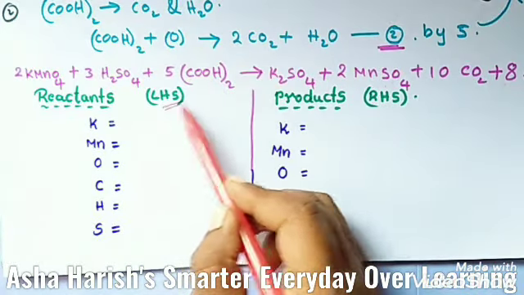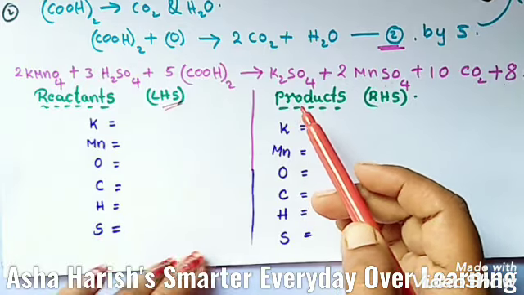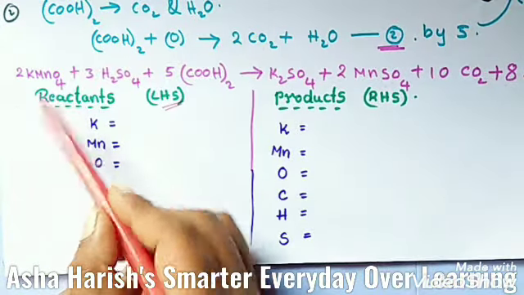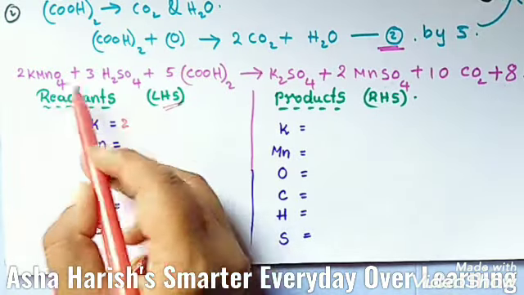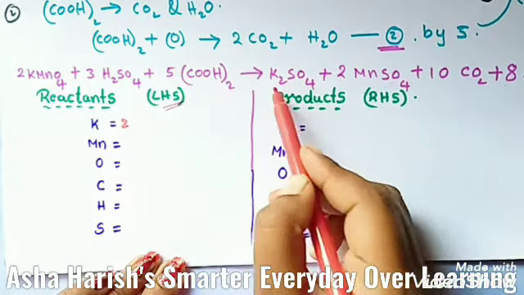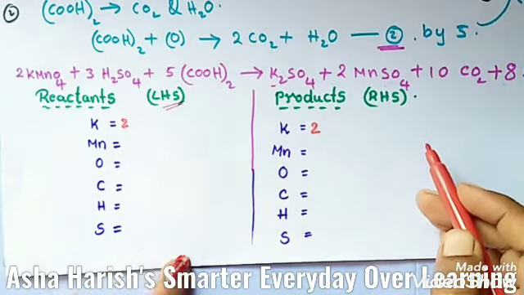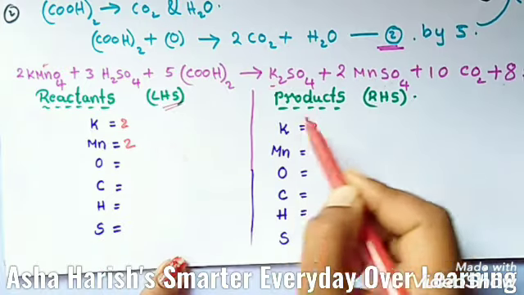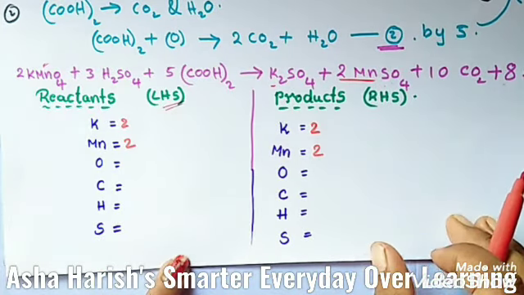In LHS, left hand side, nothing but the reactant side, potassium, K. Let's see, in potassium permanganate, 2. Here there is no K, here also 2. So potassium is balanced. Now coming to manganese, here 2 manganese atoms, here also 2 manganese atoms. So manganese is also balanced.